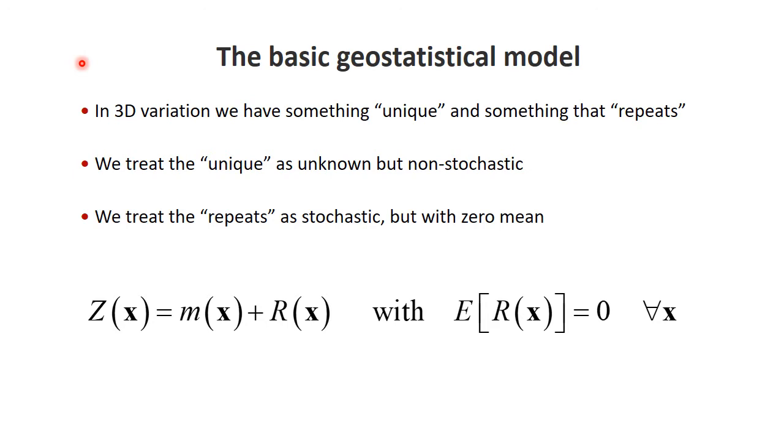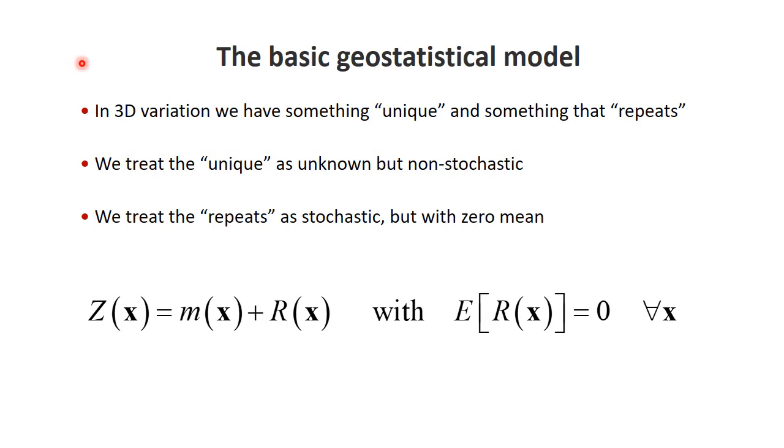So in geostatistics, because it's a statistical science, we treat that first part as unique, but unknown, of course. We may not know where the mountain valley is. But we may have some information about it through data. But we also treat it as non-stochastic. It means we are not going to treat it as an estimation problem, which then has an estimation variance. So the repeats, however, we treat as stochastic, but we treat them as zero mean.